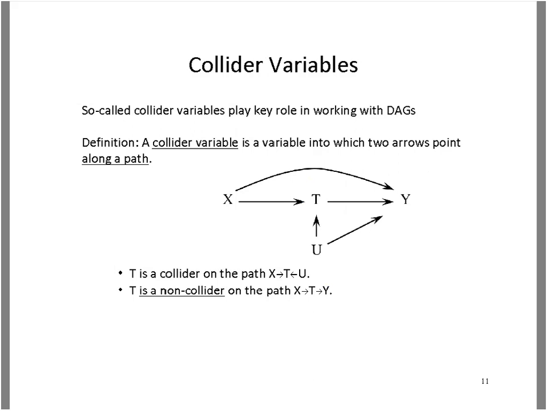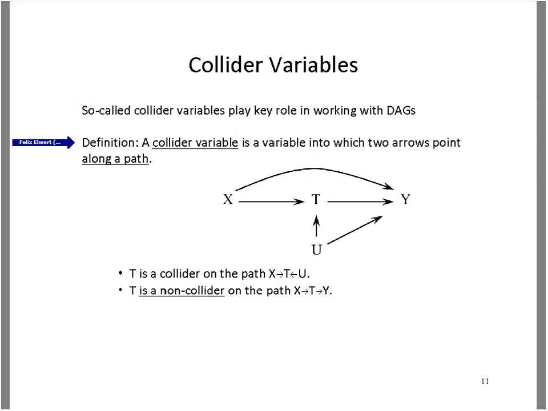Now, there's a certain type of variable in DAGs that plays an outsized role in understanding DAGs, and these are so-called collider variables. A collider variable is a variable into which two arrows point along a path. This sentence reads funny, but every element in it matters. A collider variable is a variable into which two arrows point along a path. So first of all, a collider variable clearly is a variable in which two arrowheads collide. But secondly, a collider is always defined with respect to a specific path.